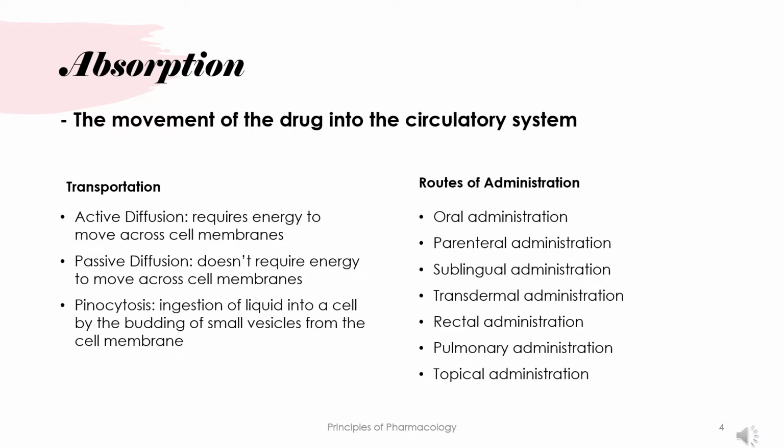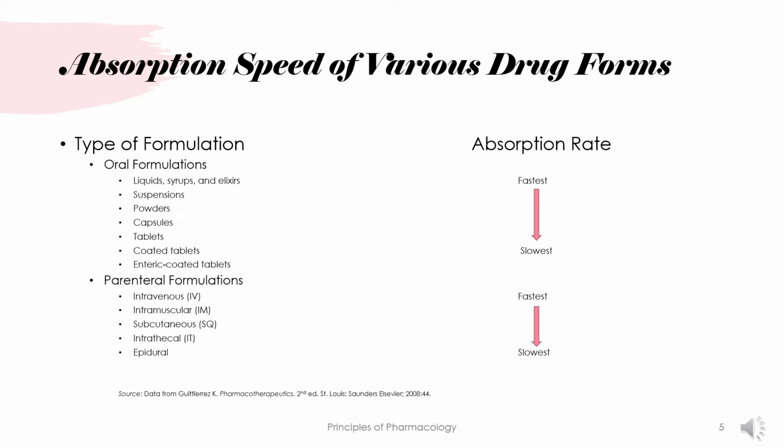Routes of administration include oral administration, IV administration, sublingual, transdermal, rectal administration, pulmonary administration, as well as topical administration. Here I have different routes of absorption and the speed of how fast they are absorbed into the circulatory system. Oral administration is preferred. It is safe, inexpensive, and the most convenient.